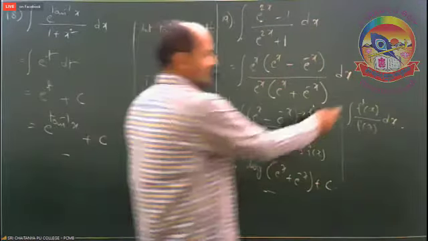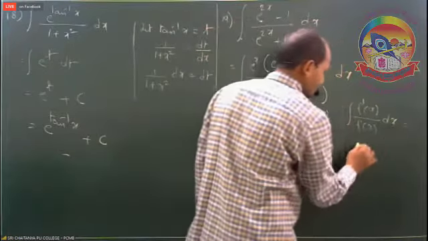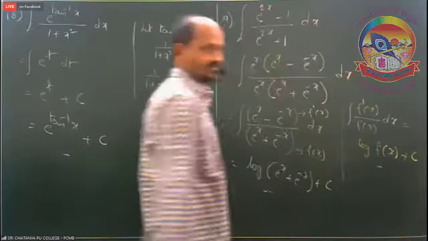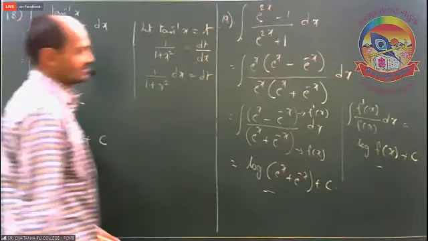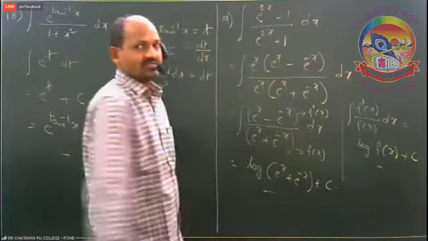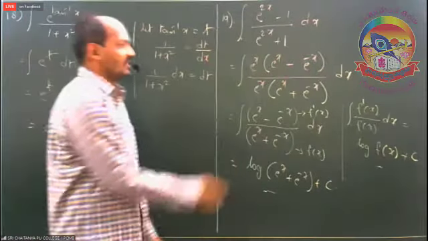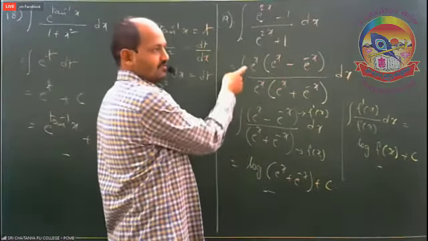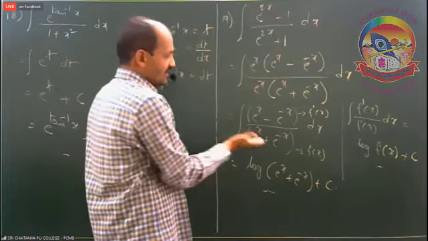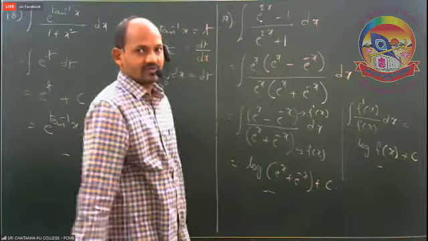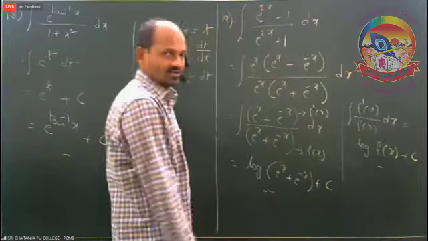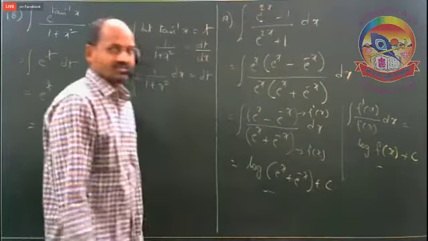Integral f dash of x by f of x is equal to log f of x plus c. Listen once again. It is e power 2x minus 1 divided by e power 2x plus 1. By taking common e power x in numerator and denominator, e power x is removed. Then derivative of denominator is equal to numerator. So clearly it is integral of f dash of x by f of x dx formula, that is log f of x plus c. Okay, right.